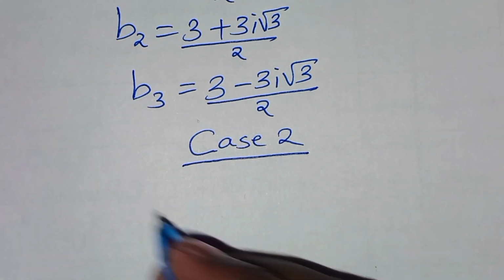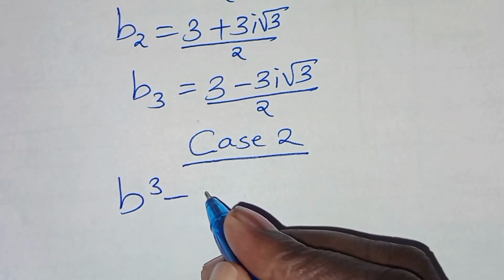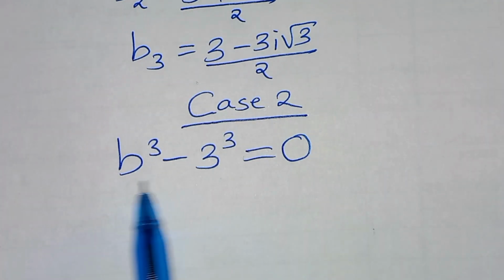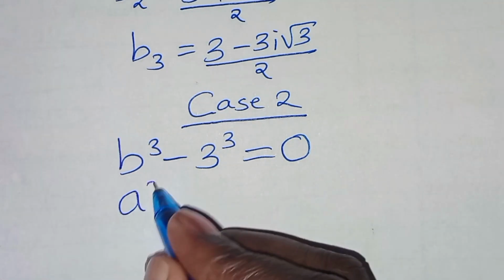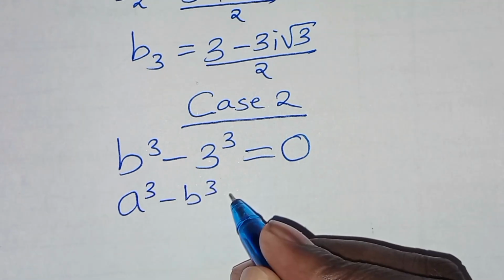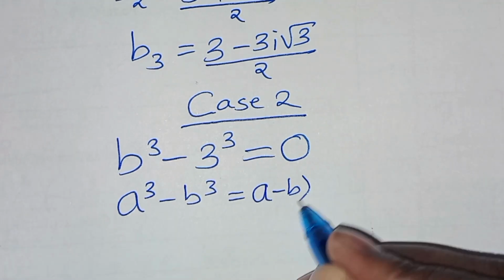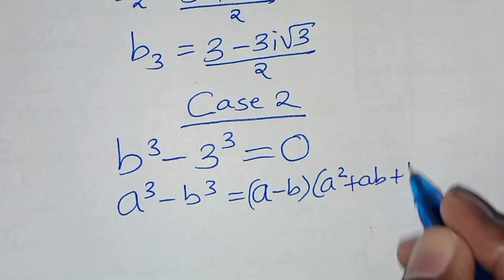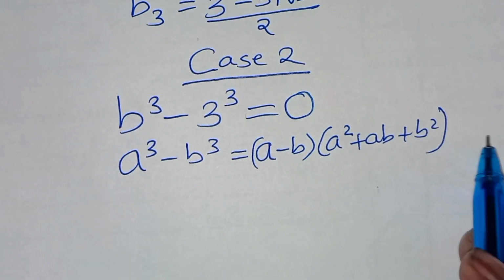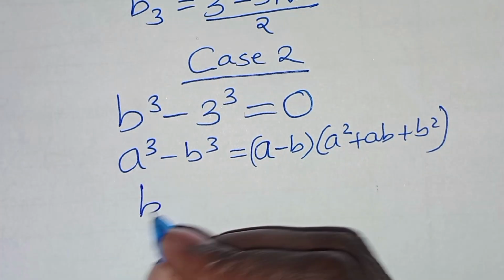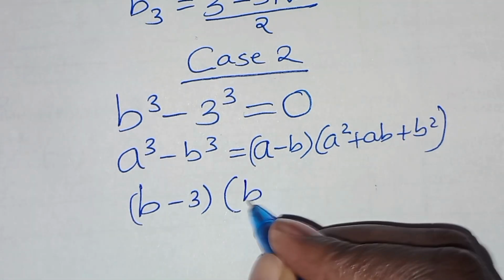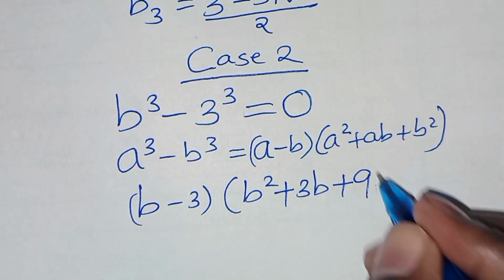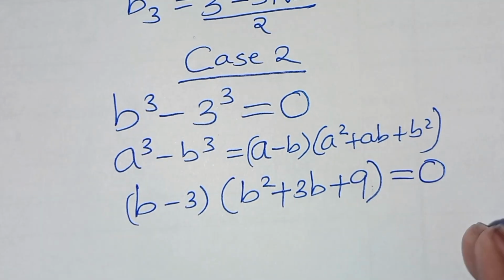In case 2, we have b to power 3 subtract 3 to power 3, which is equal to 0. This is the difference of two cubes, which we can express as a to power 3 minus b to power 3, which we can express as a minus b, a squared plus a times b plus b squared. Applying this identity, we have b minus 3, then b squared plus 3b plus 3 squared, which is 9. This is supposed to be equal to 0.